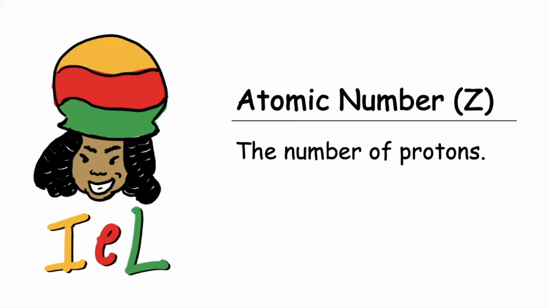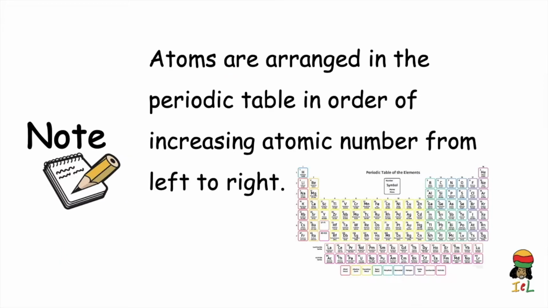For emphasis, just remember the atomic number, denoted Z, is the number of protons in the nucleus of an atom. Of course, if we know the number of protons for an atom, we automatically also know the number of electrons in that atom, because the number of protons is equal to the number of electrons in an atom. Also note that the atoms are arranged in the periodic table in order of increasing atomic number from left to right. So we'll start with 1, then 2, 3, 4, 5, 6, 7, 8, 9, 10, and so on.